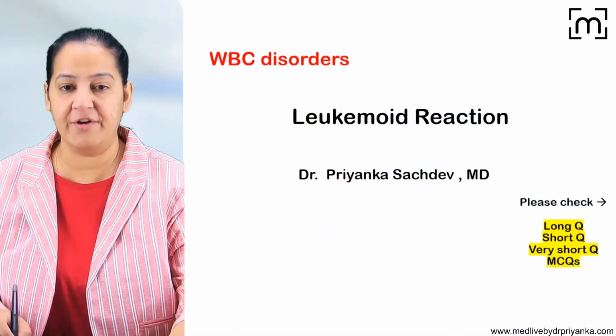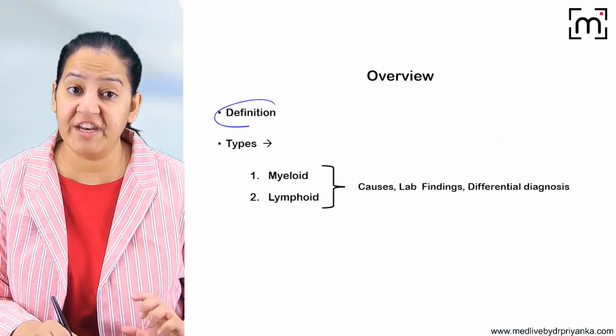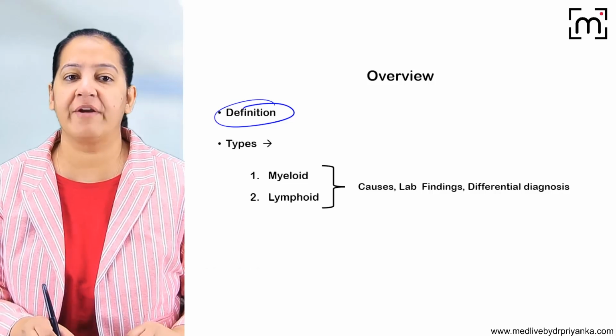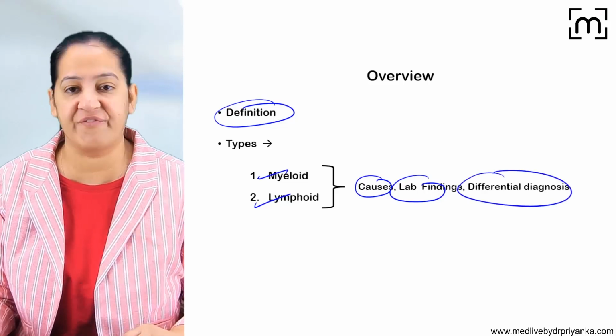That's why it's very important and we will see it in detail. So let's start the topic here. We are starting the topic Leukemoid reaction. First of all, I will let you know the definition, the introduction of Leukemoid reaction. What is Leukemoid reaction? Then we will see the two types of Leukemoid reaction, the myeloid and lymphoid. For each of them, you should learn the causes, their lab findings and their differential diagnosis.